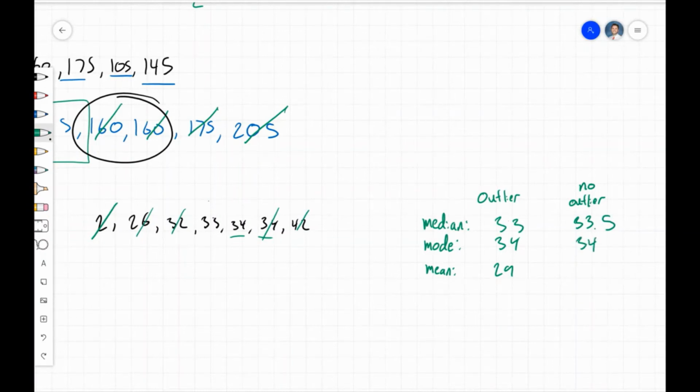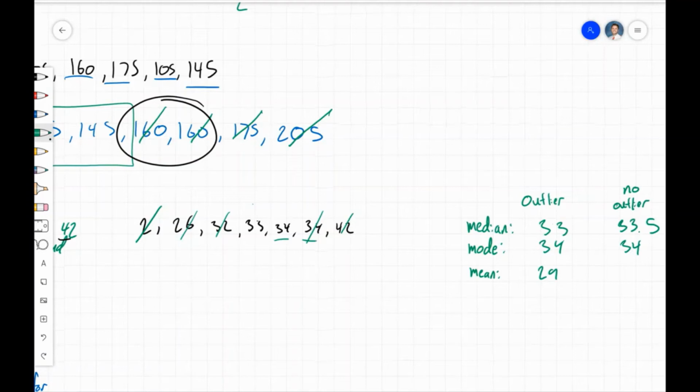And our mean, again, we're just going to add everything up except for that 2. So that would give us 201. And now we only have 6 data points, so we will divide that by 6. 6 goes into 20 3 times. That's 18. 6 goes into 21 3 times. That's 18.